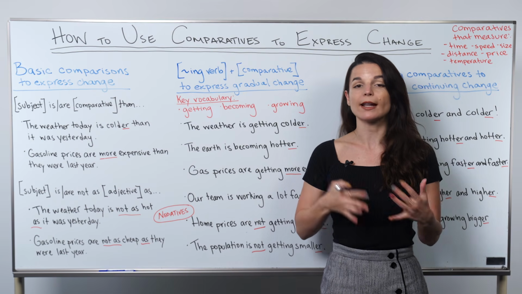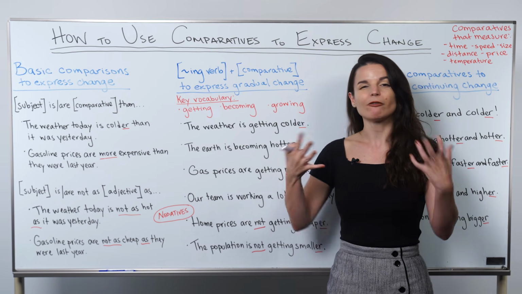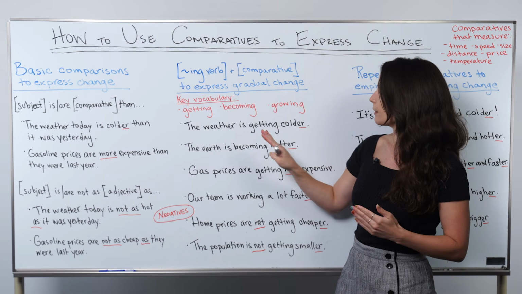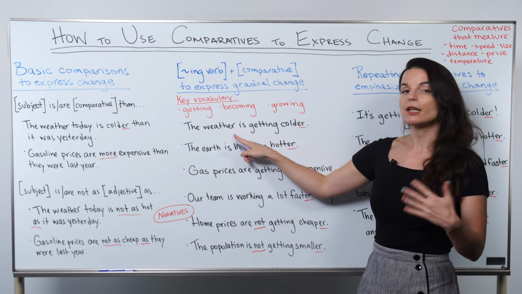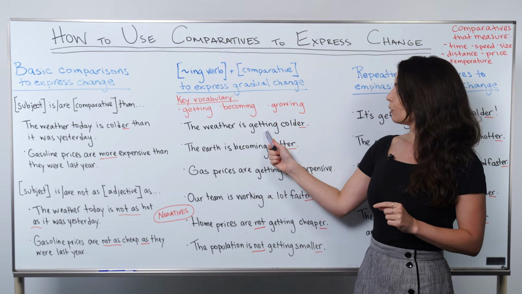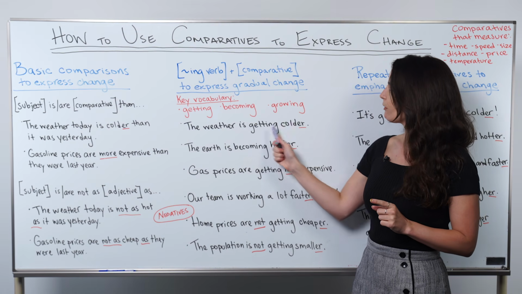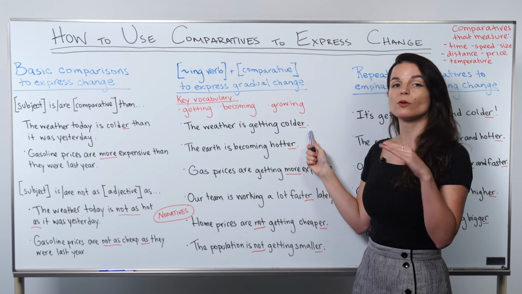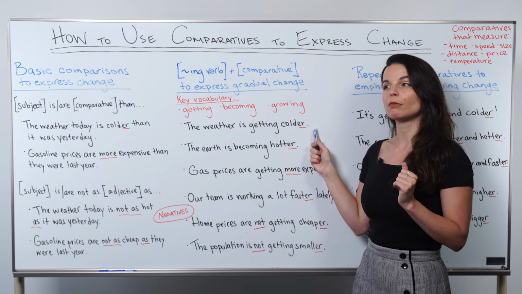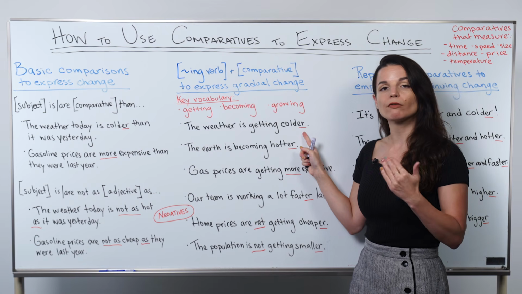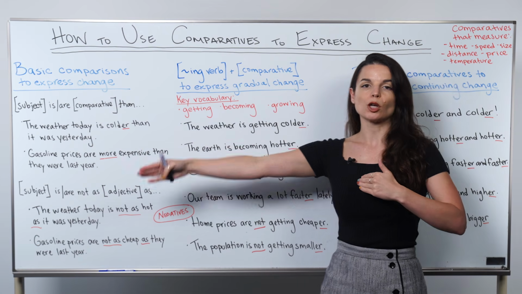So let's take a look at how we do this and what it kind of means to make this kind of change comparison. So the first one, the weather is getting colder. Notice here we have getting before colder, which uses the comparative form. So not the weather is getting cold, but the weather is getting colder. This colder refers to an earlier point in time.